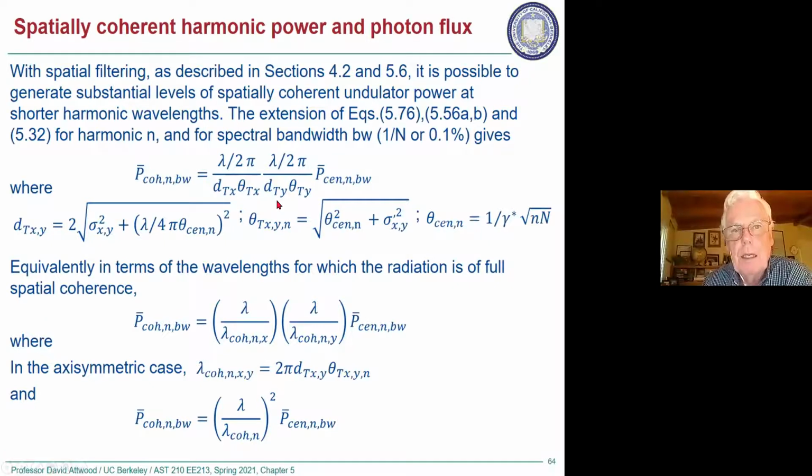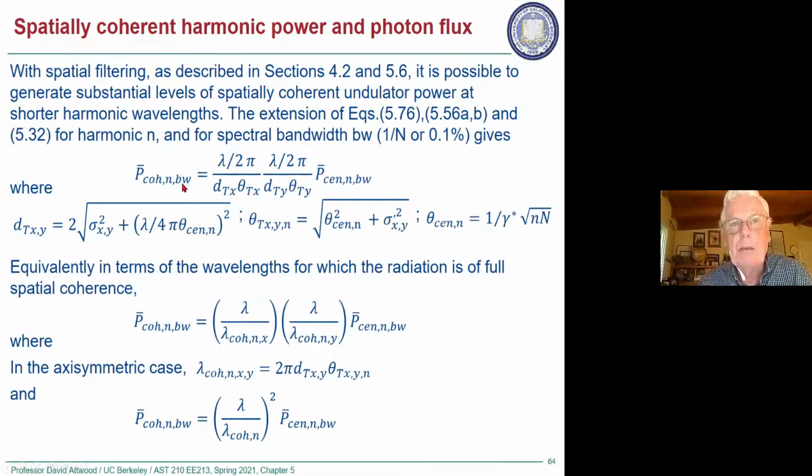Rather than put simply d and theta, we need to account for the fact that the sigma and sigma prime values had little factors associated with them. This we don't need to worry about too much, just forget this for the moment. So anyway, we're going to go from power in the central radiation cone for some harmonic to spatially coherent power. That's all we're doing so far.